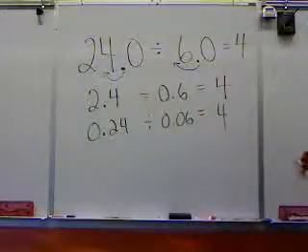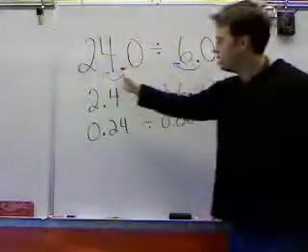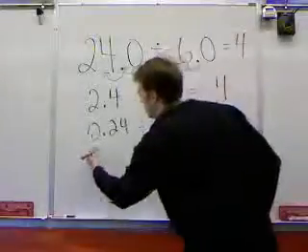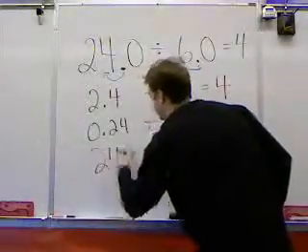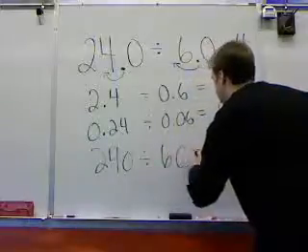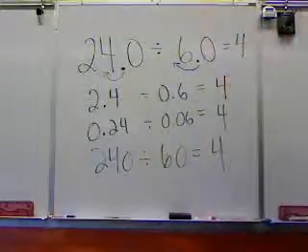The same applies if I were to go the other direction. Instead of moving it left, if I decided to move it right, and I changed this to 240 divided by 60, my answer would still be 4.